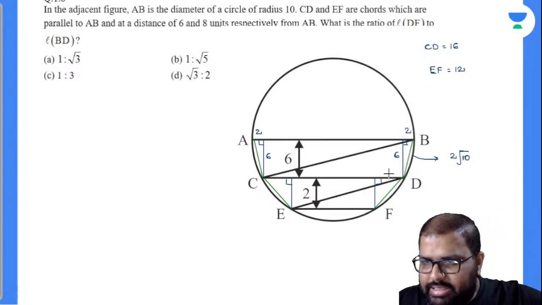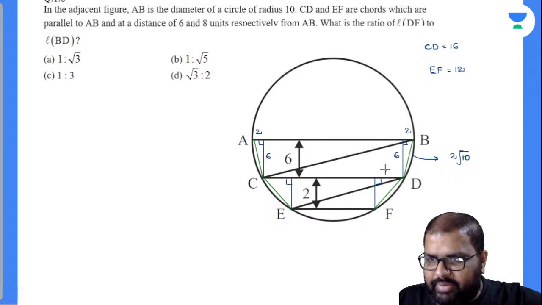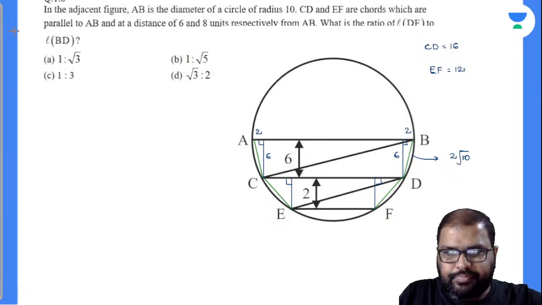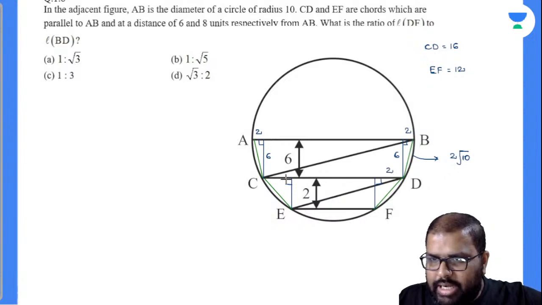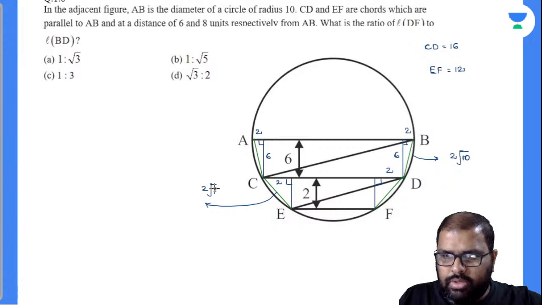So automatically, 16 minus 12, 4 is left over. So 2 and 2 will be equally shared. This is 2, this is 2, and this is 2. Now automatically, by Pythagoras theorem, what will be the value there? 4 plus 4, 8 is 2 root 2. Am I right or not?